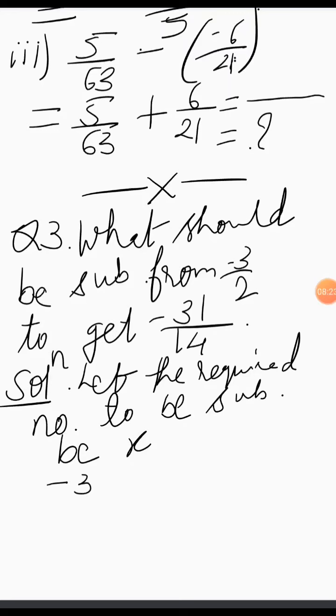from minus 3 by 2 you have to subtract x to get, whatever we are getting, that we write after the equal to sign. And what we are getting? Minus 31 by 14. So now you know, you want numbers on one side and variable on other side.